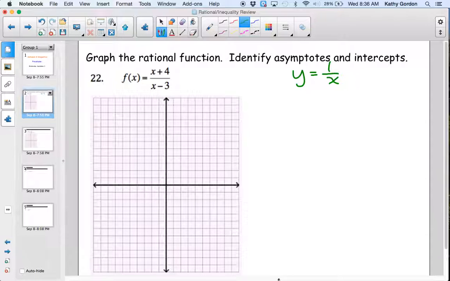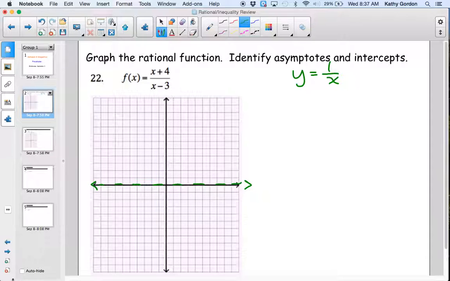What else? So if the y value never reaches 0, what does that look like on my graph? There's an asymptote. Oh, wait, it's my x-axis. So if the y value is never 0, that means I have a horizontal asymptote on my x-axis.